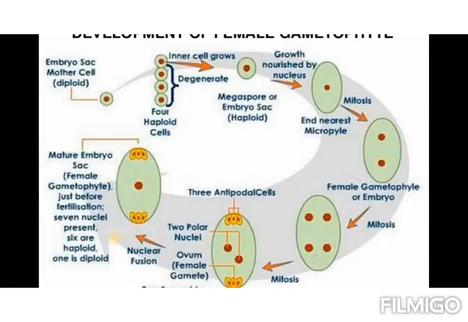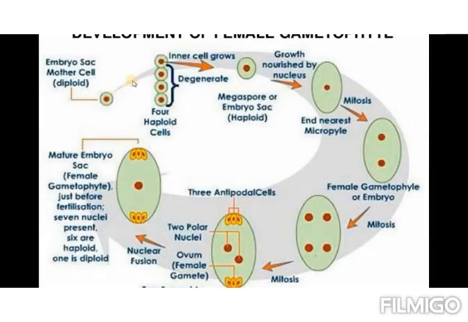This is the diagram of development of female gametophyte. In the nucellus, a diploid hypodermal cell at the micropylar end gets differentiated to form the archisporium, and mostly this single-celled archisporium directly functions as a megaspore mother cell, which is diploid in nature. Here we can see this is the megaspore mother cell, which is diploid in nature.